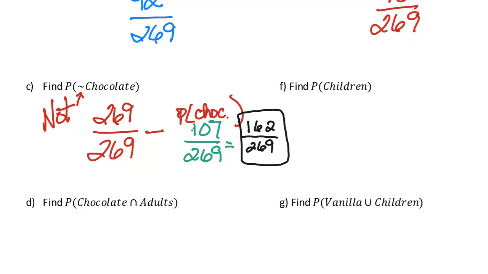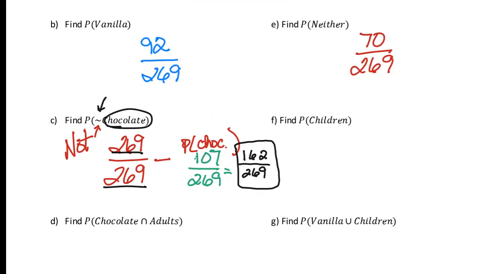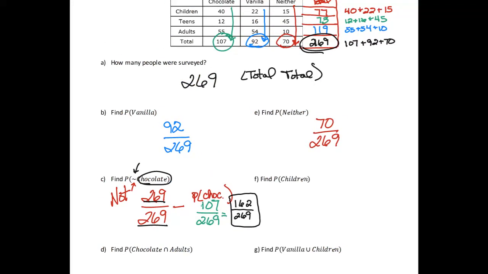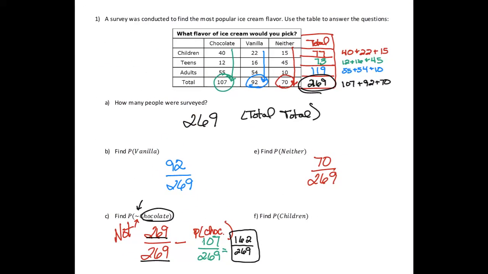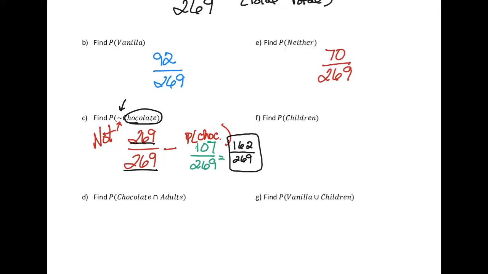So let me repeat that one. When you are trying to find not, you put the total number over itself and you subtract the probability that whatever is the positive of that. Okay? So this was the probability they did like chocolate, which was 107. Because you either like chocolate as your favorite or you don't, right?